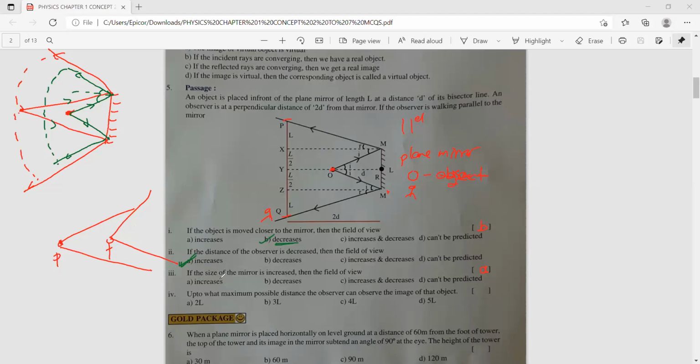Next, if the size of the mirror is increased, then what happens to the field of view? See children, initially the size of the mirror is this, and the incident rays, whatever there are, will go like this.